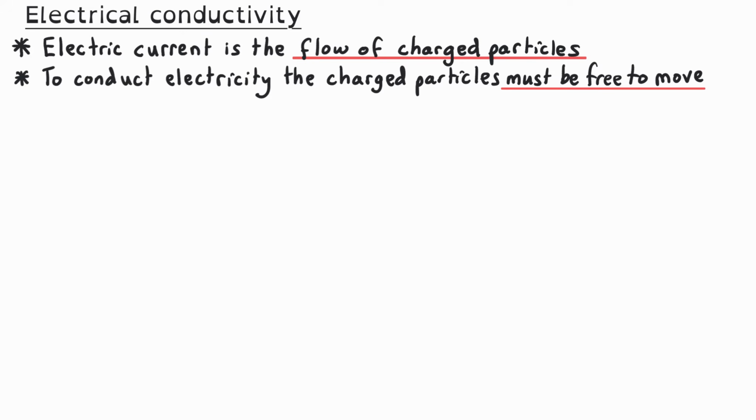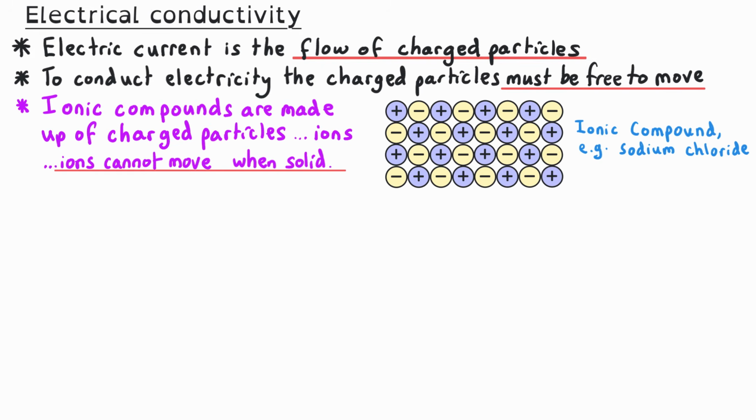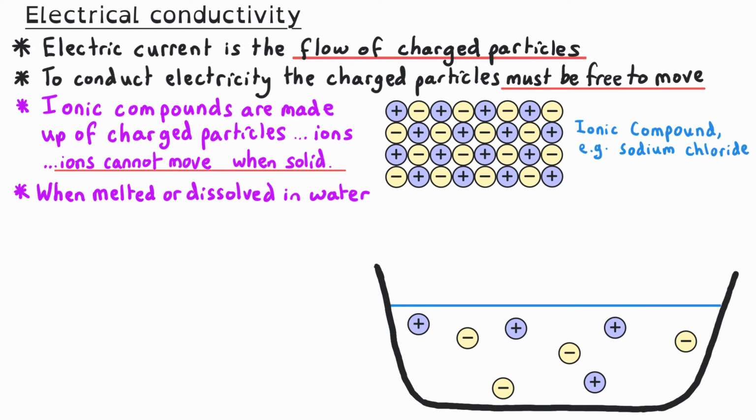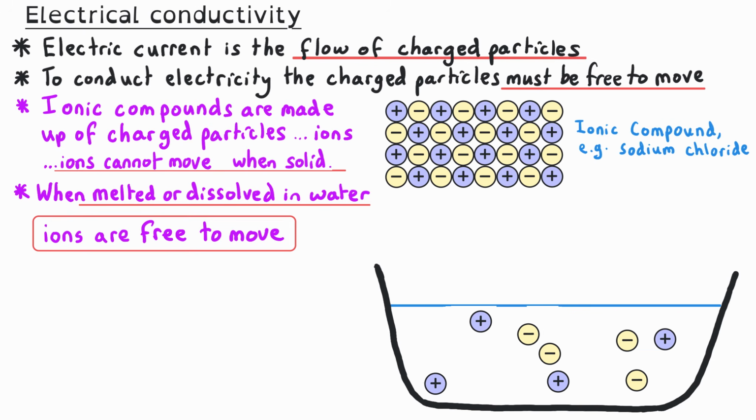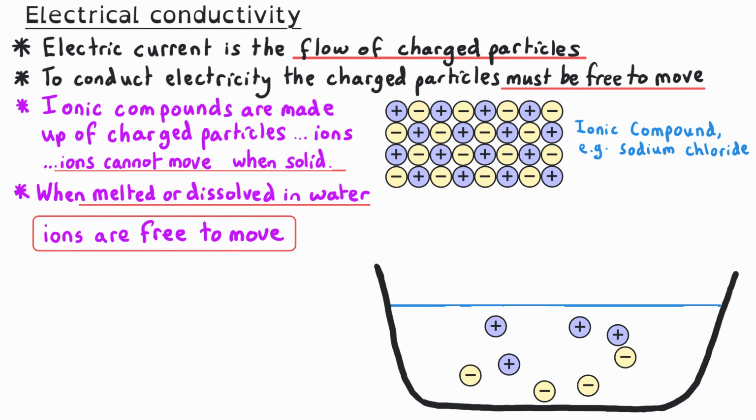Electric current is the flow of charged particles. And so to conduct electricity, a substance needs to have charged particles in its structure, and those particles must be free to move. Ionic compounds, which are made up of positive and negatively charged ions, do not conduct electricity as a solid. However, when melted or dissolved in water, the forces between the ions have been weakened and they are no longer held in the rigid, solid, three-dimensional giant ionic lattice. And so therefore now they are free to move around as a liquid ionic substance or as a solution.